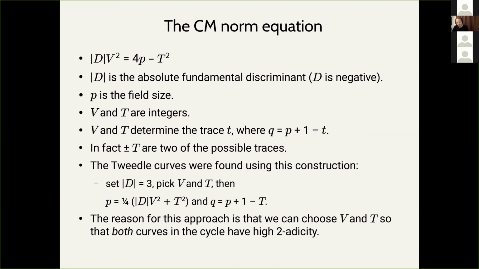Okay, so this is the norm equation: D V squared equals 4P minus T squared. So all of these are integers. This D here is called the fundamental discriminant, and by convention it's normally negative. So what I've done here is just take the absolute value, and V, P and T are integers.